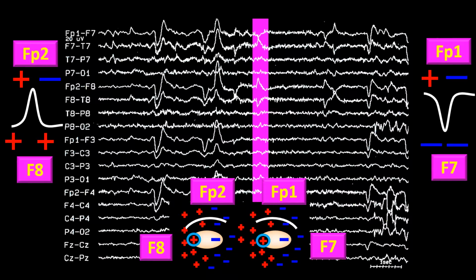So now that FP1 and FP2 are neutral, since they see half the field corresponding to the positive cornea and half the field corresponding to the negative retina, as you can see indicated by the arrow in FP1 and FP2, this neutrality therefore contributes to the derivation in a way which is guided by the electrodes placed on the side, that is F8 being positive and F7 being negative.